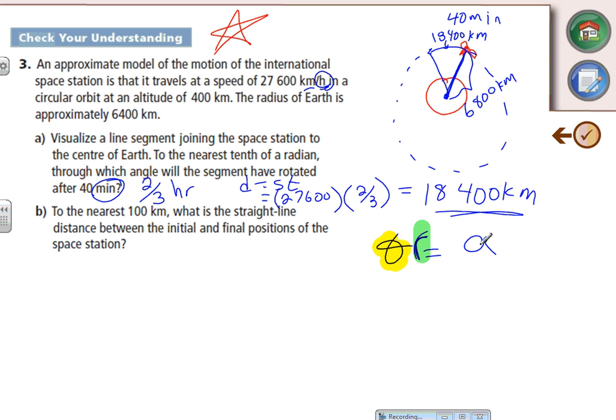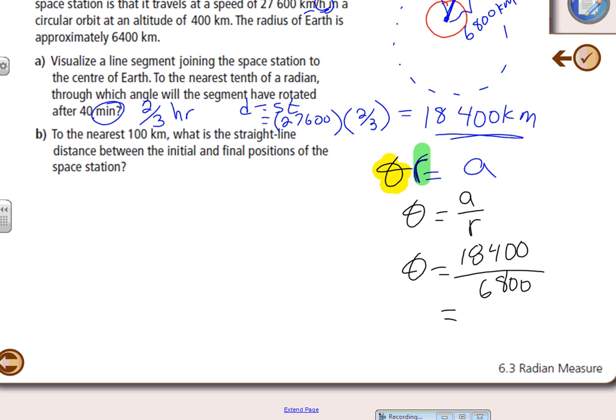On your formula sheet, this formula is there, a little bit disguised. It's theta equals A over R. They give you this form, but it's really the same thing. And so our angle that we're rotating through is equal to the arc length, which is 18,400, divided by the radius of the circle, 6,800. It's a relationship of the two. And that gives us approximately 2.7058, or they said nearest tenth, so 2.7 radians.